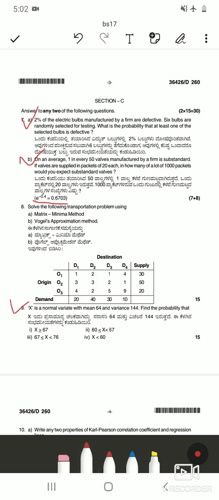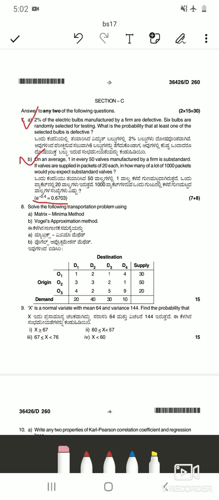Then one question is from normal distribution. So mean is given, variance is given. Here remember they have not given sigma, they have given sigma square. So convert this to sigma first and then simplify. Don't take sigma as 144. So be careful with that.